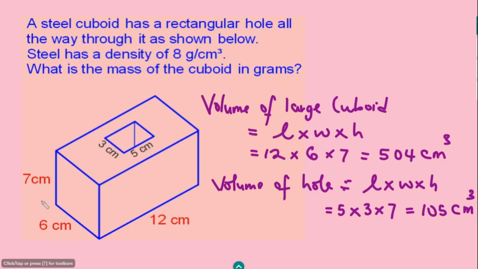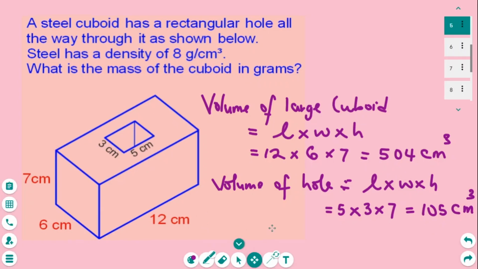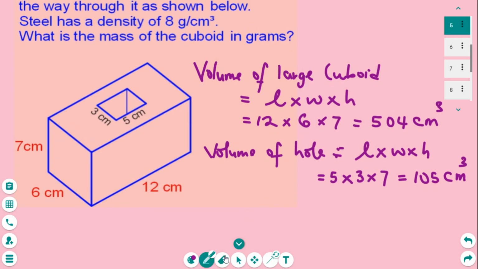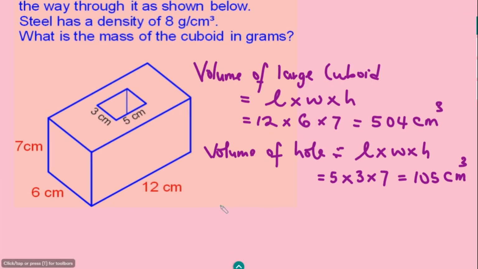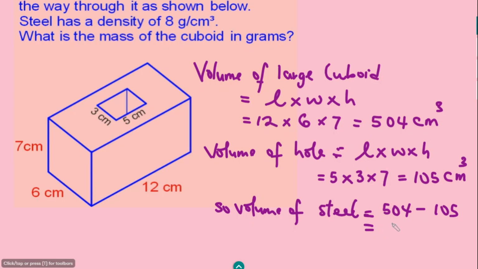Now we know the volume of the big cuboid and the volume of the hole cuboid. Then the volume of the steel has to be the subtraction of this from the big one. So I'm going to take this a little bit upwards so you can see what I'm going to do. The volume of steel is going to become 504 minus 105, and if you do this subtraction, you get 399 centimeters cubed.